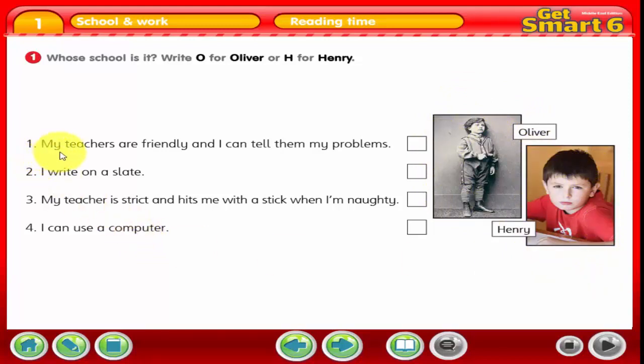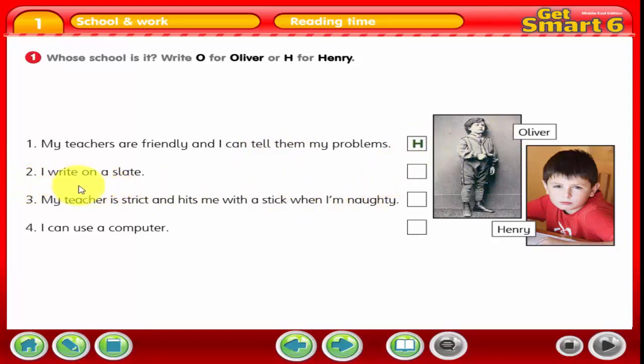Number 1. My teachers are friendly and I can tell them my problems. Was it in the past or is it now? هذا الشيء إنك معلمينك ودودين باستطاعتك تخبرهم عن مشاكلك ويساعدوك في حلها. Is it for Oliver or Henry? That's right, it's Henry, letter H.